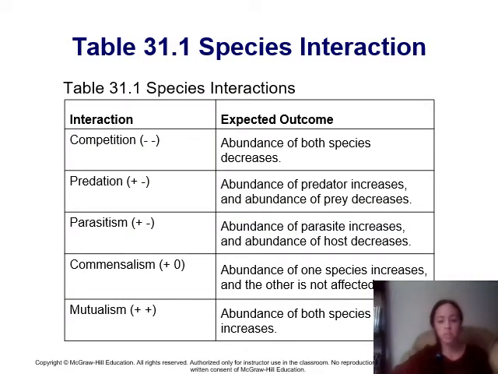All of these relationships affect the species involved. With competition, both species populations will decrease since they're competing with each other for food or habitat. With predation and parasitism, the predator or parasite population will increase, while the population of the prey or host will decrease. Commensalism is when one of the species population increases while the other species population is unaffected. So the population will not decrease or increase. And with mutualism, the populations of both species will increase since they both benefit from the relationship.